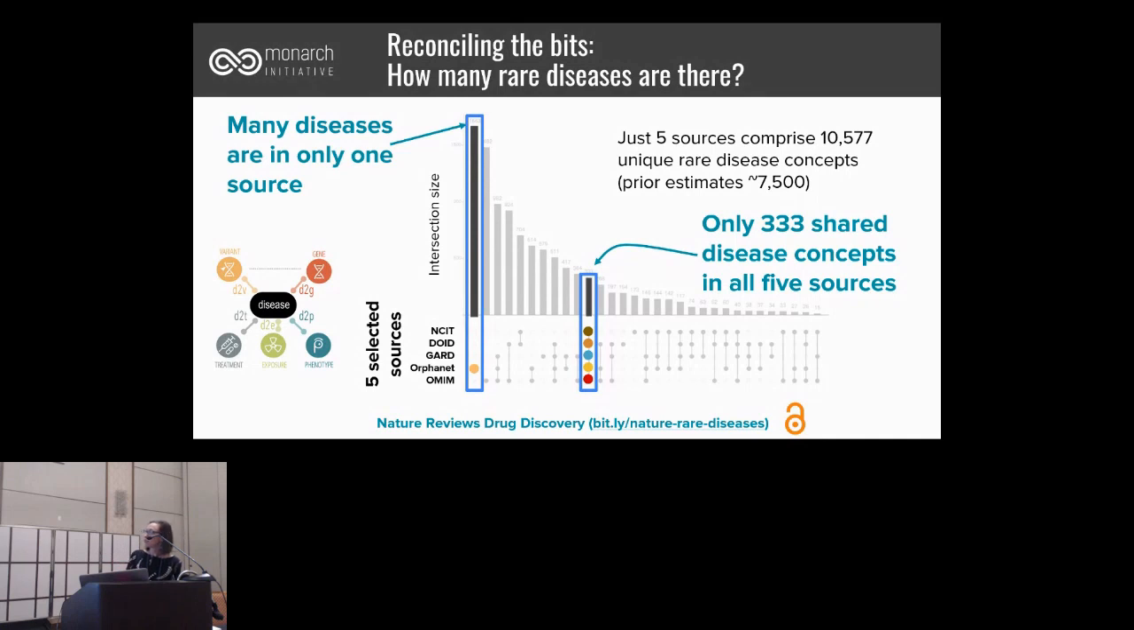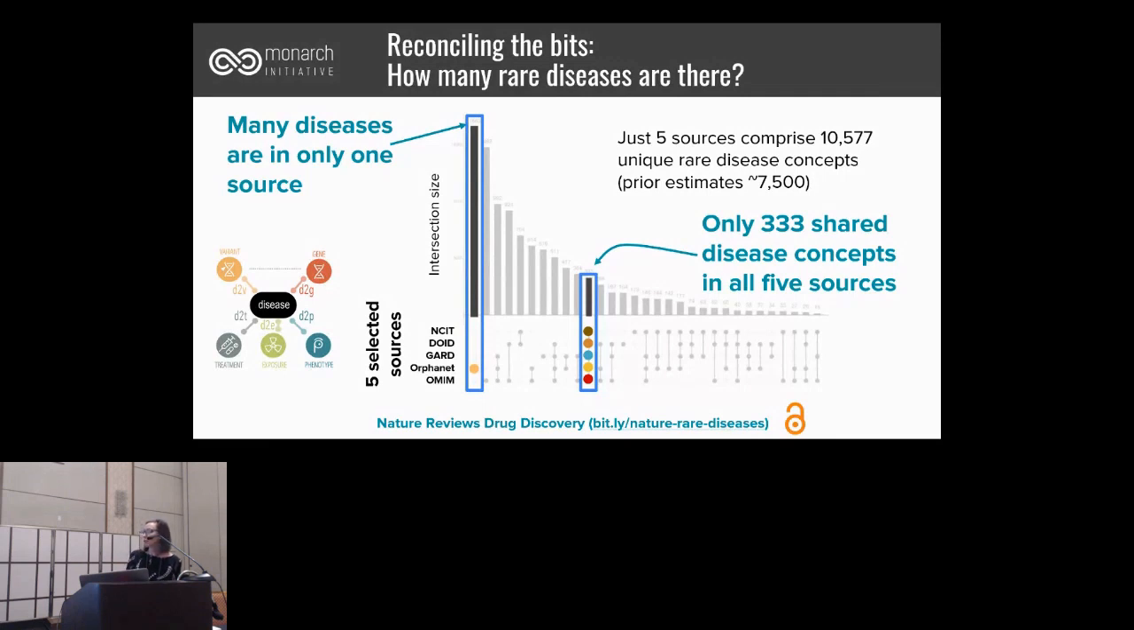And we found that the 5 sources that we looked at comprise approximately 10,500 different unique rare disease concepts, which is approximately 3,000 more than was originally identified in the Orphan Drug Act of 1983, and is still coded to this day, even though we've learned lots and lots of new diseases since 1983, of course. So we actually counted them for the first time since 1983.